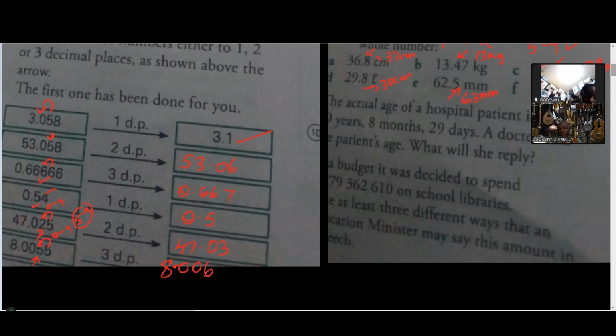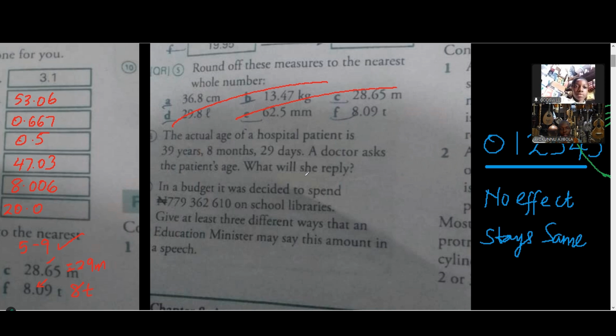So let's look at the last set of questions. This one that I said we would just look at for its sake. It said the actual age of the person is 39 years. Is it 39 now? Let me check it here. 39 years, 8 months, 29 days. So since 8 months is close to a year, the patient is going to reply 40 years, okay?